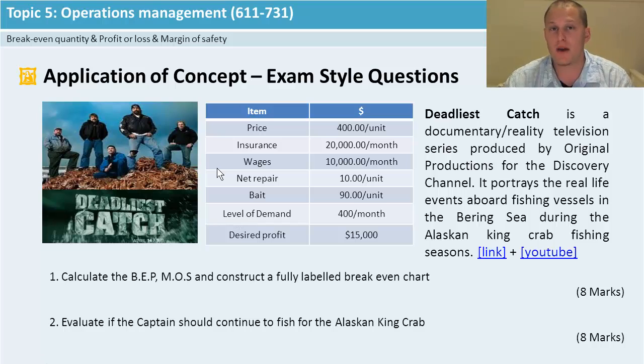When you're going through the math on this one here, having a level of 100 as my break-even quantity, and knowing my level of demand is 400, my margin of safety is going to be 300. BEP of 100, margin of safety of 300, and going through and constructing your fully labeled break-even chart.